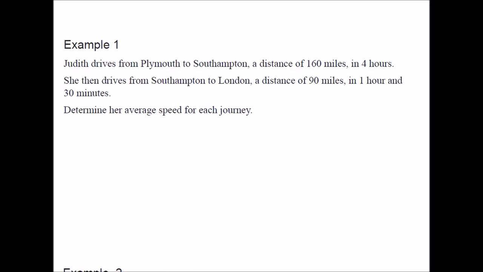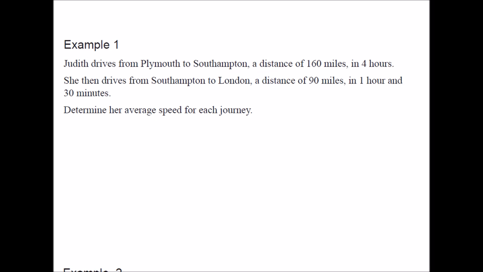So first of all, let's look at this one. So Judith drives from Plymouth to Southampton a distance of 160 miles in 4 hours. She then drives from Southampton to London, a distance of 90 miles in 1 hour and 30 minutes. Determine her average speed for each journey.